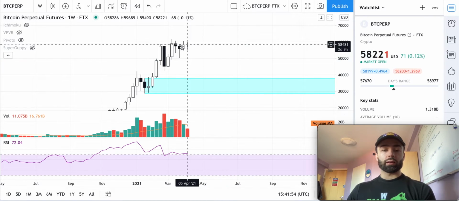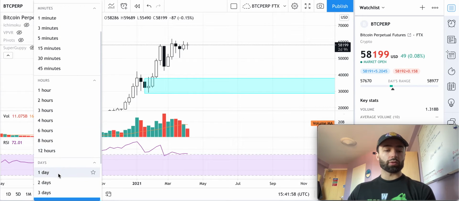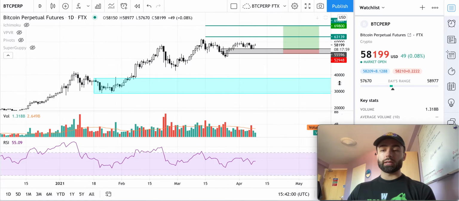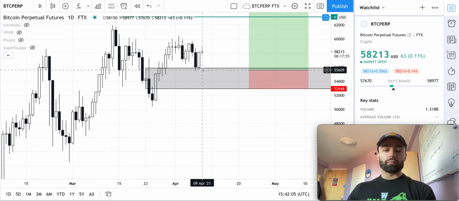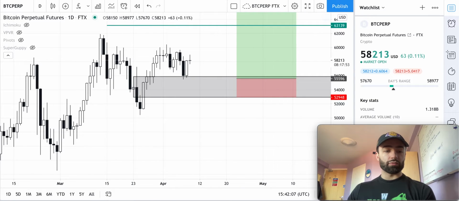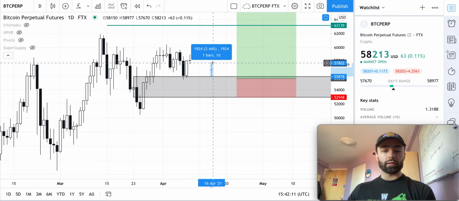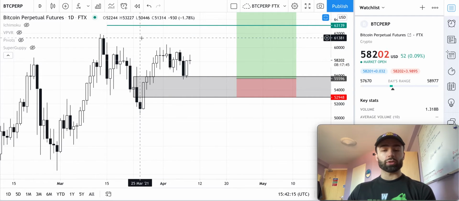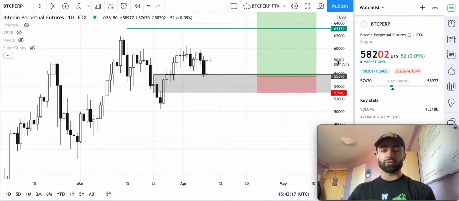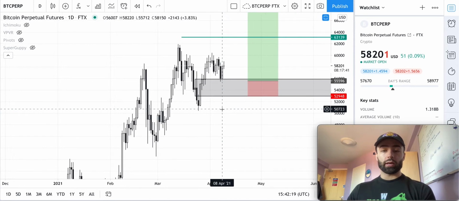If we do not, and we end up going down, the support level that we've been talking about on the daily time frame here is this gray zone. We bounced off of that level perfectly so far. The entry point was right here, and we have subsequently gone up about 5.45% so far. So a good trade thus far.